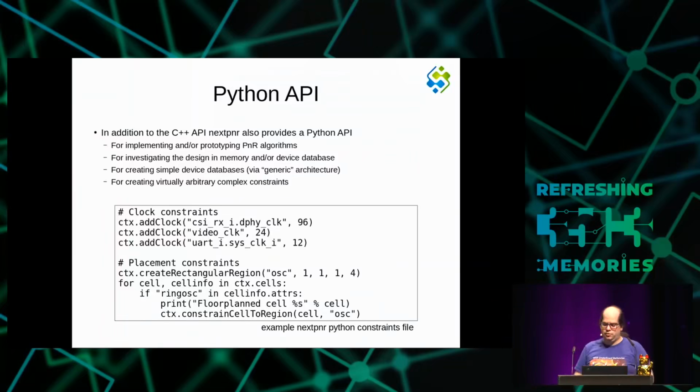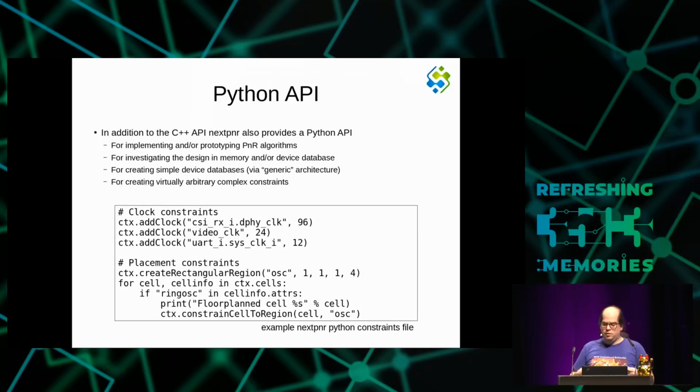That will make it easy to do prototyping of algorithms, stuff like that, on the one hand. You can just try stuff out in Python first, and if it really works, then you can see if you can make it perform better by rewriting it in C. But we also use Python for constraints, essentially. So there are some simple constraints that you can set, like this clock constraint here that tells the tool what the clock frequency is on different clock nets.